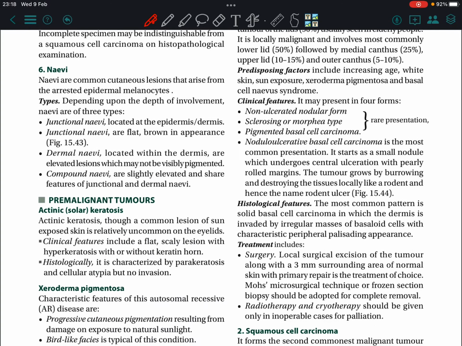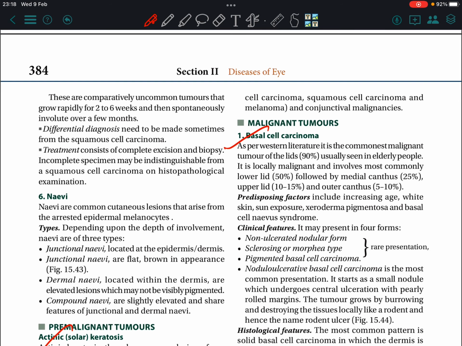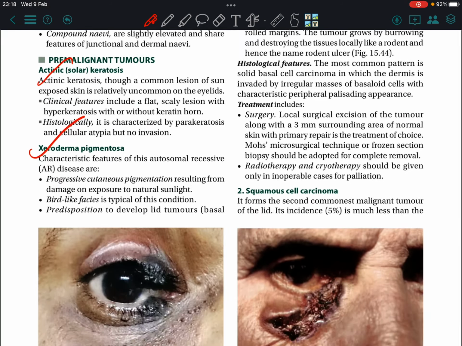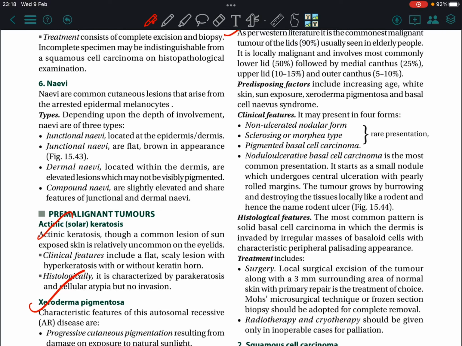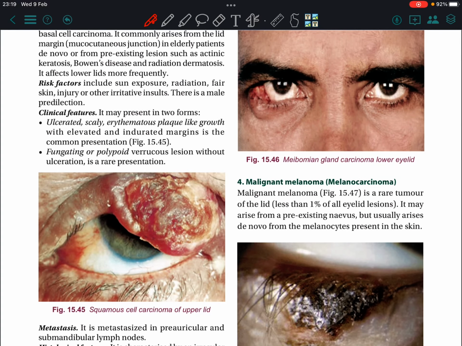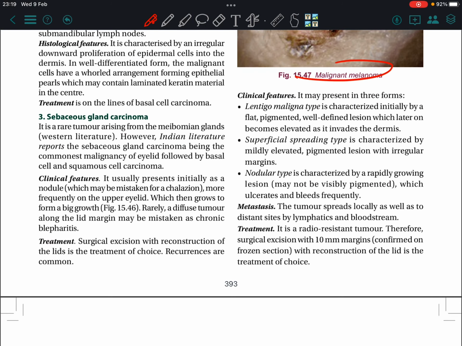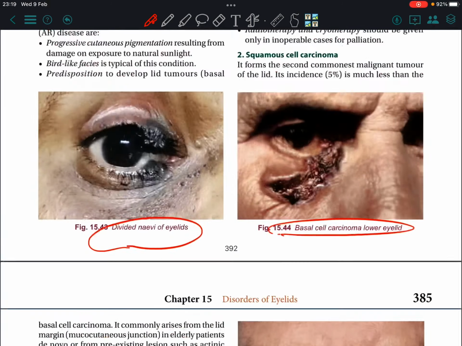Keratoacanthoma, then nevus, then precancerous tumors: actinic keratosis, xeroderma pigmentosum. Malignant tumors: basal cell carcinoma. Basal cell carcinoma is the most common, with non-ulcerative nodular, sclerosing or morpheaform type, pigmented basal cell carcinoma, nodular ulcerative basal cell carcinoma, basal cell carcinoma of the lower eyelid, then nevus of eyelids, meibomian gland carcinoma, squamous cell carcinoma of upper lid, malignant melanoma, sebaceous gland carcinoma, and so on.